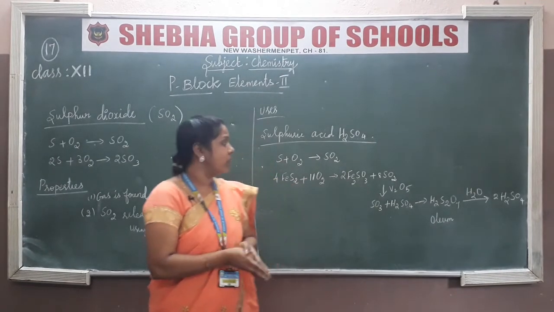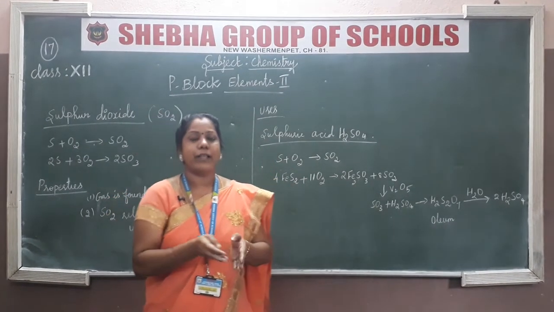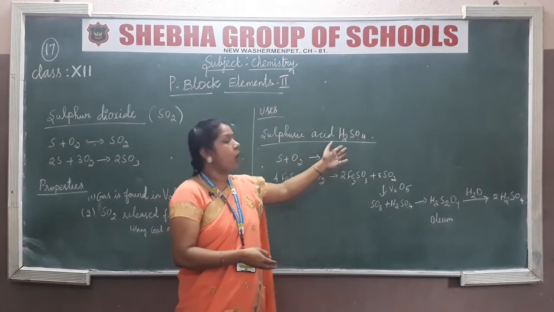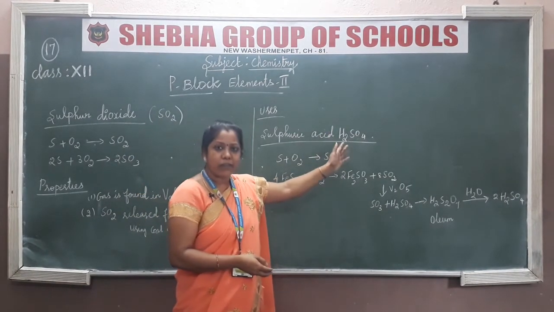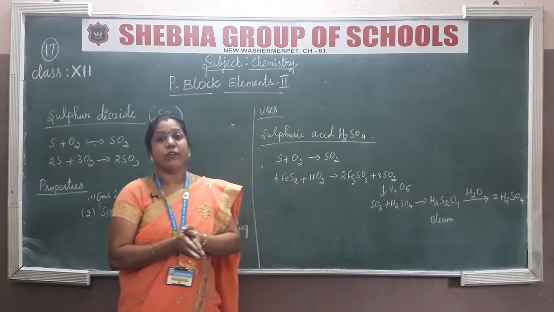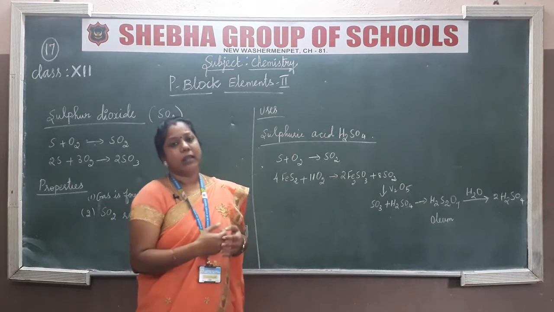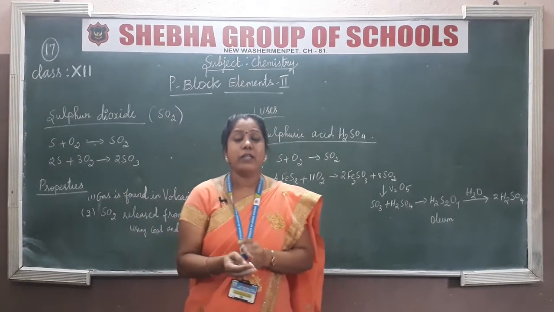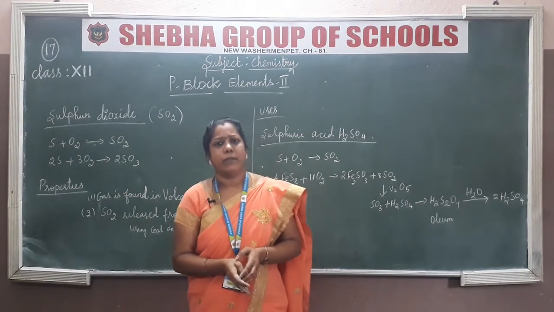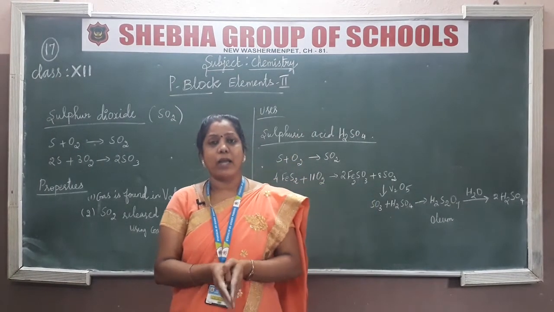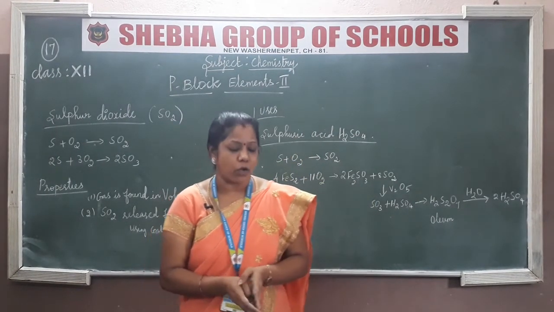And move on to the next concept, sulfuric acid. Sulfuric acid, you know very well, is used in the laboratory as H2SO4. We can also call it hydrogen sulfate, and we call it sulfuric acid. Sulfuric acid is very useful in our life. It reacts with many metals, apart from a few. It is also one of the good oxidizing agents.